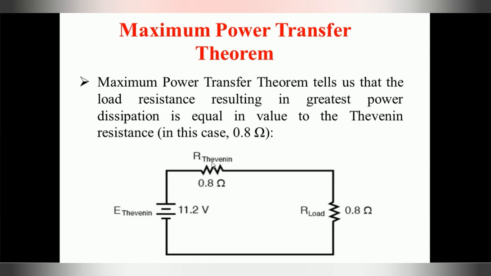So consider this Thevenin's equivalent circuit. It has a Thevenin's voltage and a Thevenin's resistance, and the load is connected at the end of the Thevenin's equivalent circuit. Notice one point: the load resistance value must be equal to the Thevenin's resistance value. Here the Thevenin's resistance value is 0.8 ohm, and the load resistance value is exactly equal to it, so at that time the maximum power will be transferred from the source to the load. That is the statement or definition of the maximum power transfer theorem.